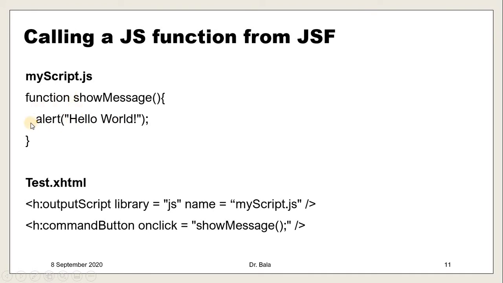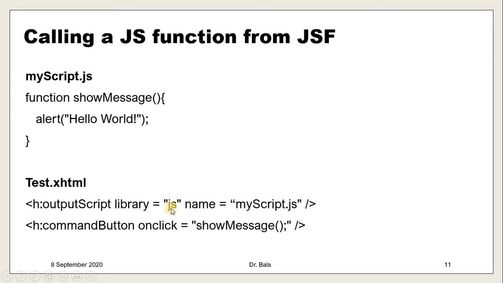We can have any number of methods, any processing, anything we can have here. I just had only to show the message for our understanding. This JavaScript we are going to connect through the output script. Output script is a tag library which is available in the HTML tag, which connects our JavaScript file. Library means the resource folder we have in the project, which has a subfolder JS in which we have created myscript.js.